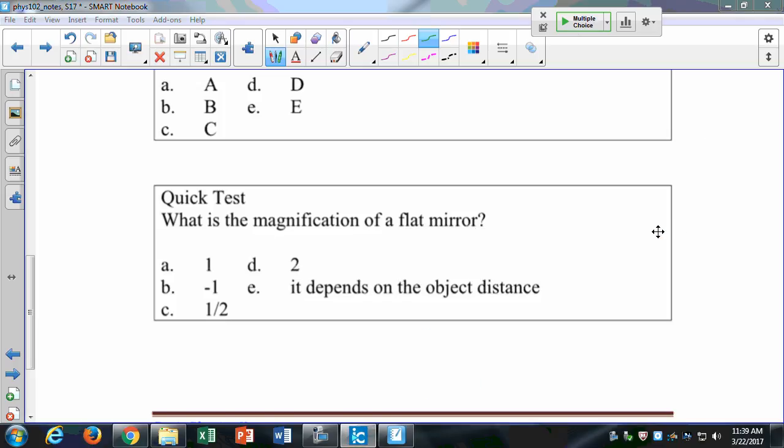And we'll do spherical mirrors. That is going to be on the exam next week. Spherical mirrors will be on the exam.